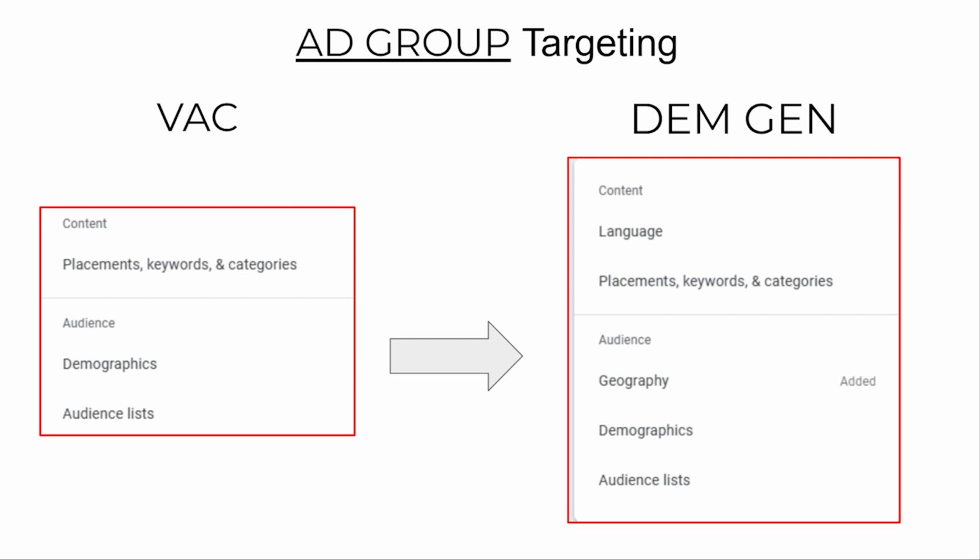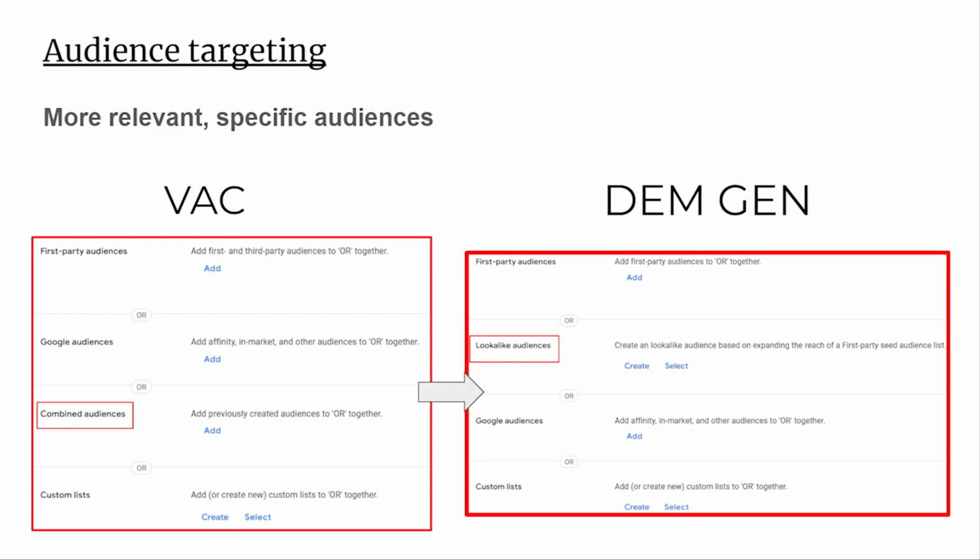One of the major differences from other line item types is that you can control geo and language targeting at ad group level alongside audience targeting, something VAC YouTube line items don't offer. When choosing audience targeting in VAC, you can target a combined audience.